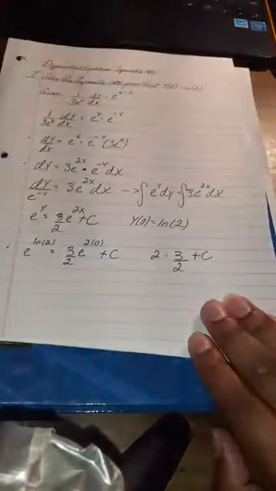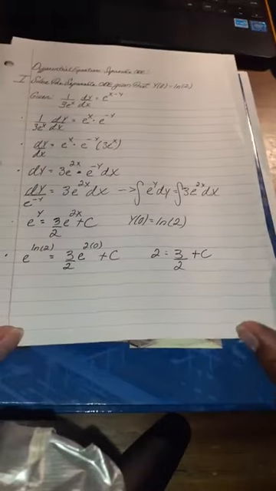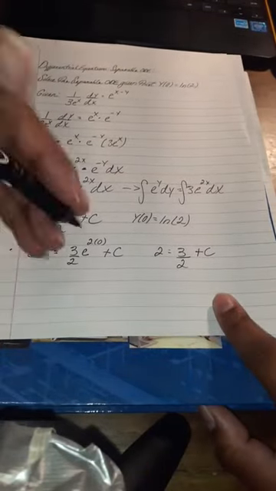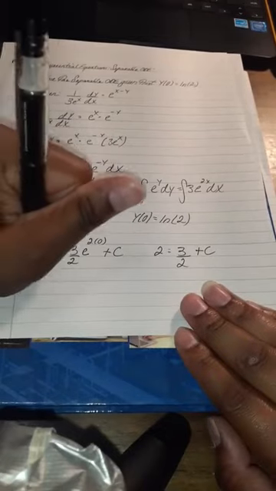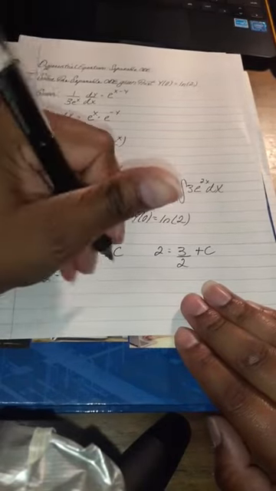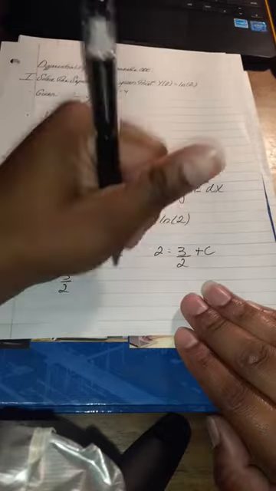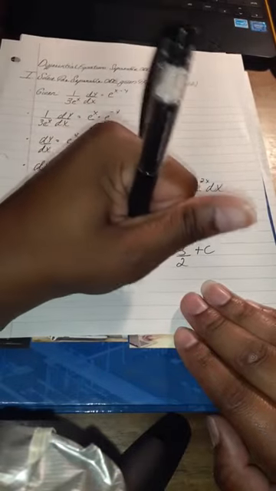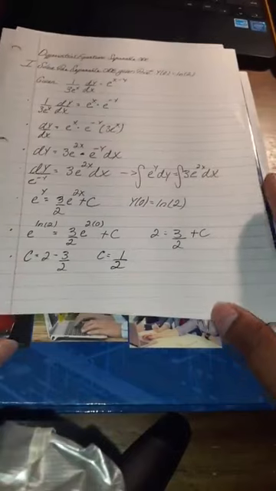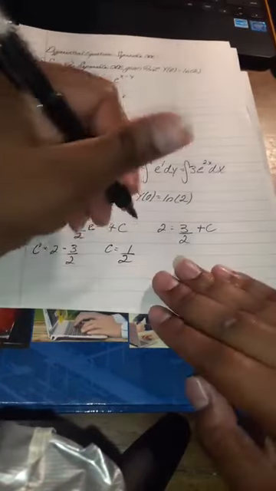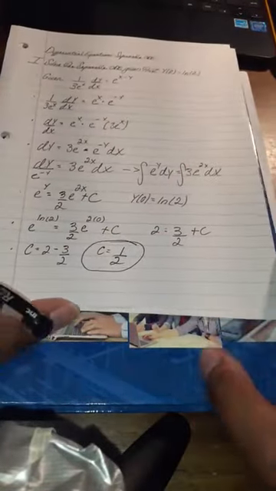e to the ln of 2 is just 2. e to the 0 is 1. So we end up with 3 over 2 plus c. And if we subtract 3/2 from both sides, we'll simply get c is equal to 2 minus 3/2, which means that c is 1/2. So that's the value of the constant now. That's all the initial condition allows us to do. And we'll finish it up.